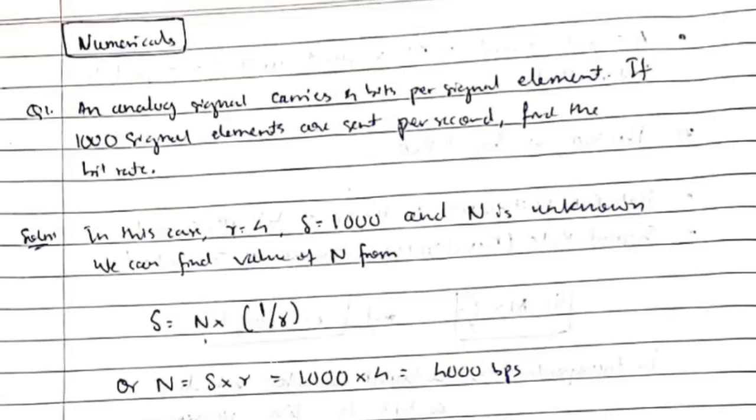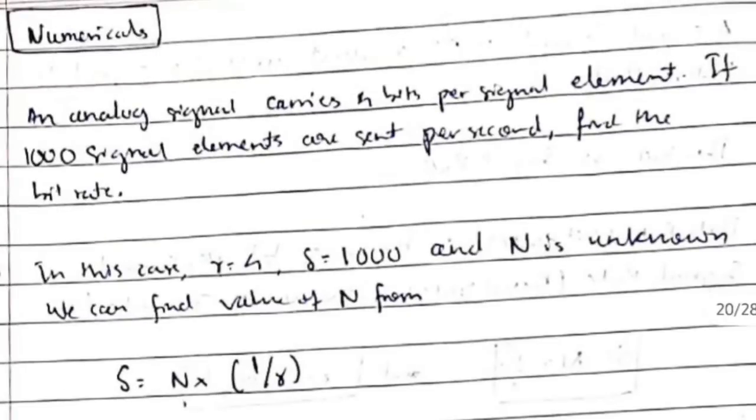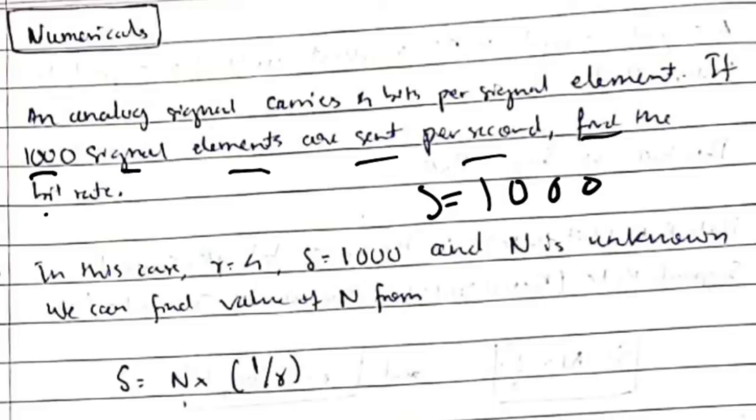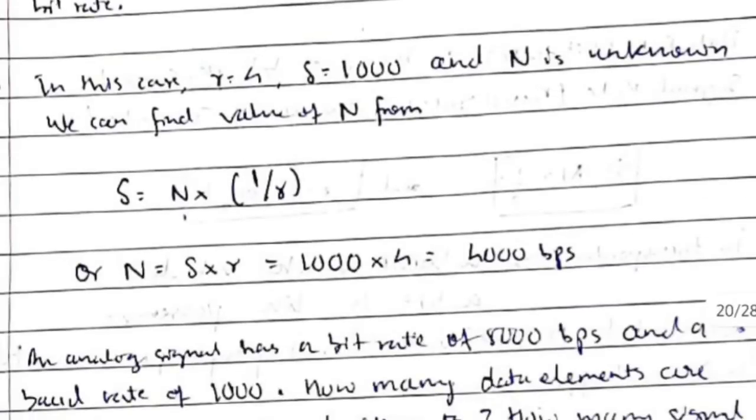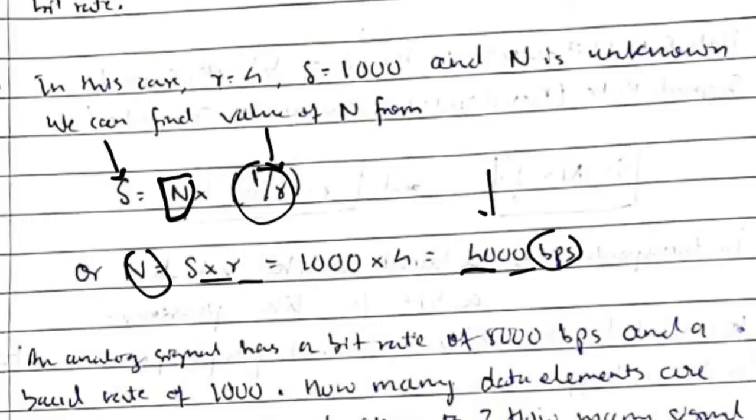Let's look at some numericals. In the first question, an analog signal carries 4 bits per signal element. That means R is equal to 4. If 1000 signal elements are sent per second, this is the signal rate, S equals 1000. Find the bit rate. We have to find the value of n. By using the formula S is equal to n into 1 by R, the values of S and R are known. So by using these two values, we can find the value of n. n will be equal to S into R, which is 4000 bits per second.